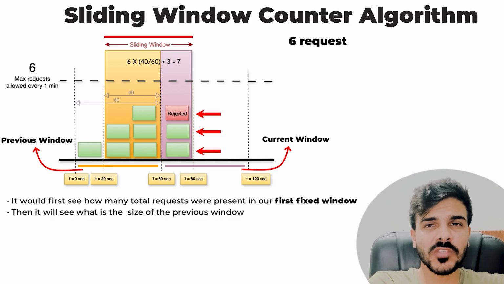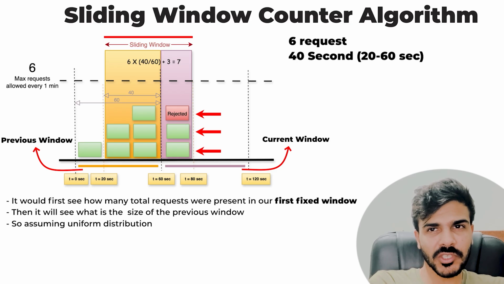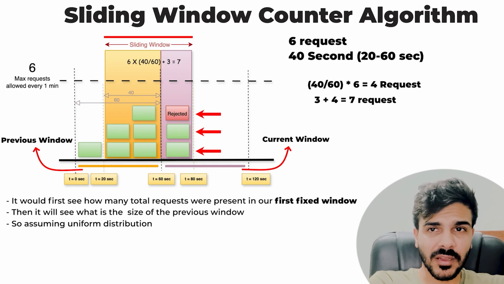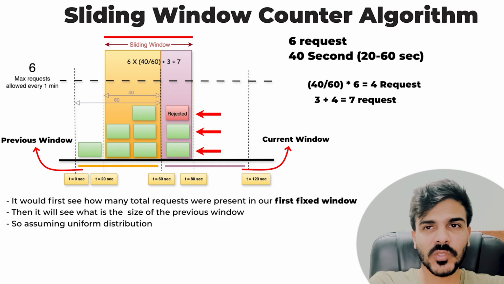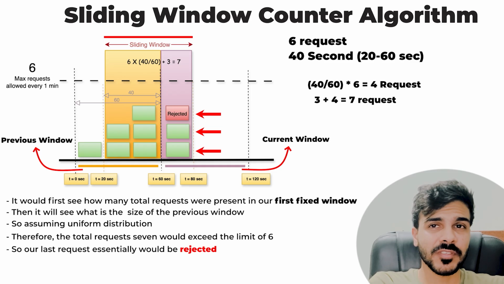The size of the previous window is 40 seconds because it goes from 20 till 60. So assuming uniform distribution, we have approximately 40 divided by 60 into 6, which is 4 requests. So this gives us an average of 4 requests in our previous window. And therefore, the total requests in our sliding window, that is from 20 to 80, would be 3 requests in the current window, plus 4, which is the average requests in our previous window. So this amounts to 7. Therefore, the total requests 7 would exceed the limit of 6. So our last request essentially would be rejected.